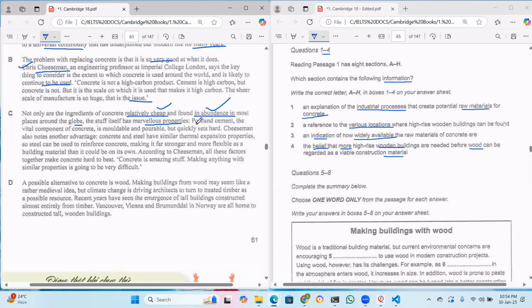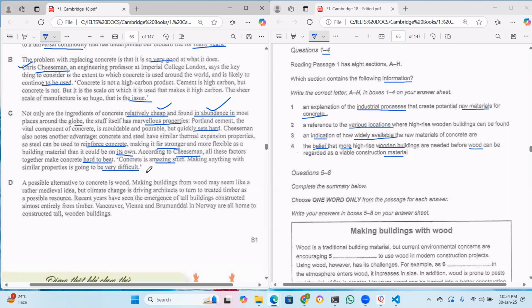Then Portland cement, the vital component of concrete, is moldable and pourable, but quickly sets hard. Cheeseman also notes another advantage. Concrete and steel have similar thermal expansion properties. So steel can be used to reinforce concrete, making it far stronger and more flexible as a building material than it could be on its own. According to Cheeseman, all these factors make concrete hard to beat. Concrete is amazing stuff. Making anything with similar properties is going to be very difficult. That's what Cheeseman said. So we have Cheeseman in two paragraphs, B and C.